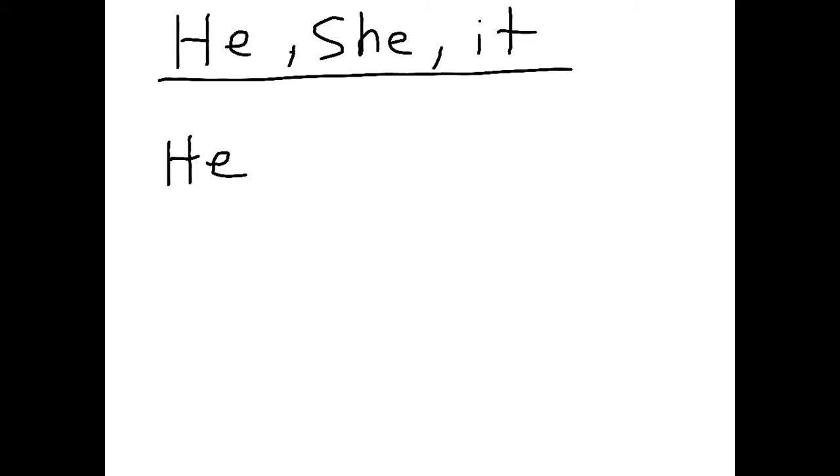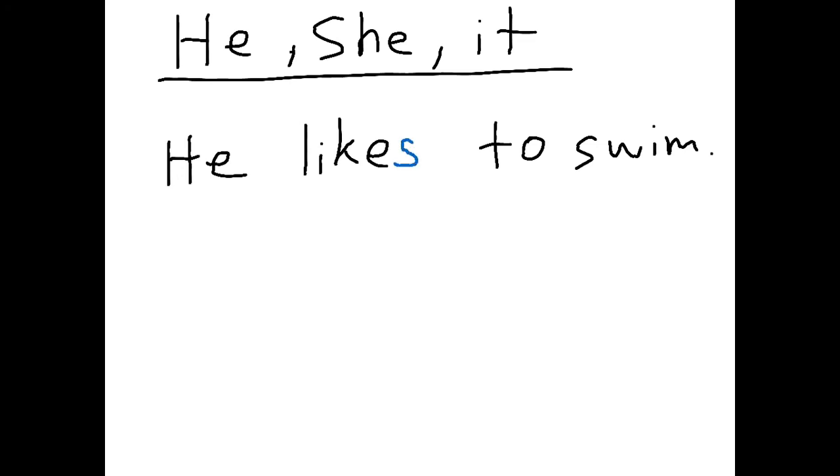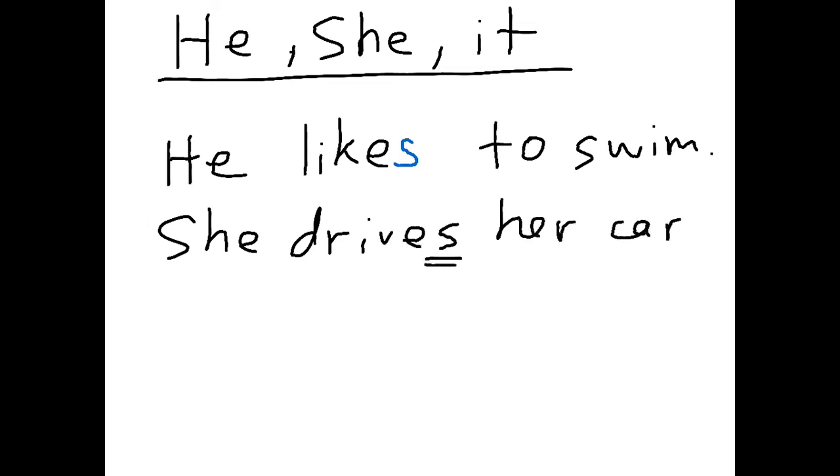So with the third person singular in the simple present, your verb, so he likes to swim. Now, with the subject I or you or they, you would say they like to swim or I like to swim. But the difference with he, she, or it, or a third person singular subject, is that you need this S when you conjugate the verb. He likes to swim. She drives her car. So you add S to the base form.